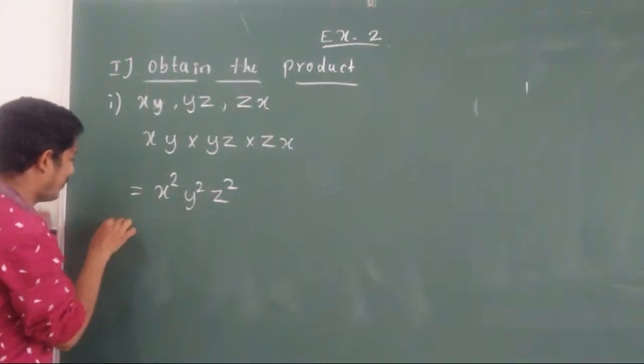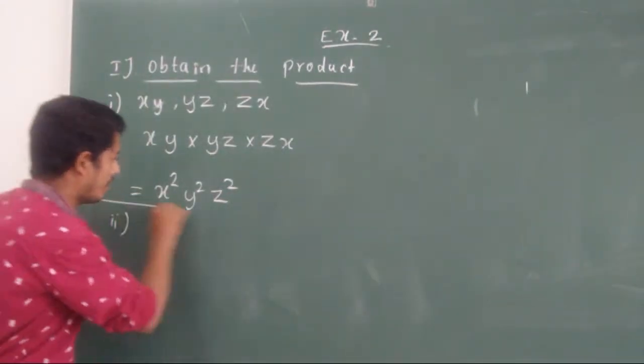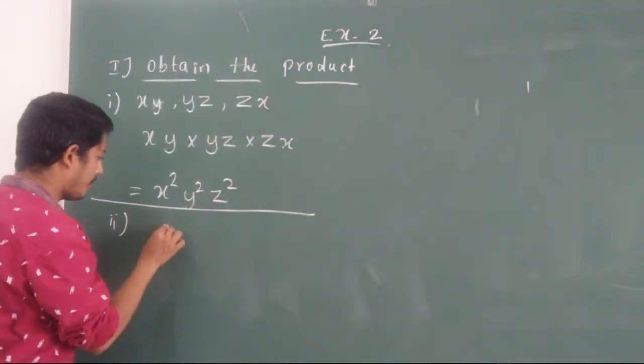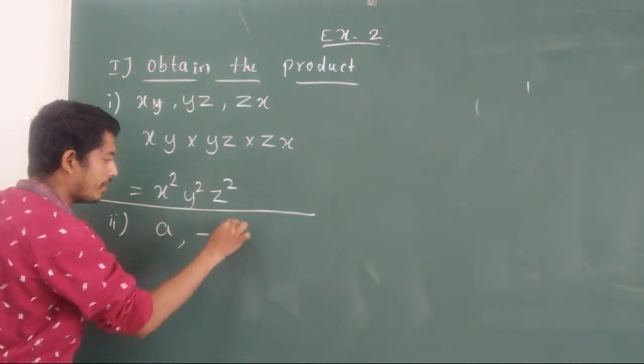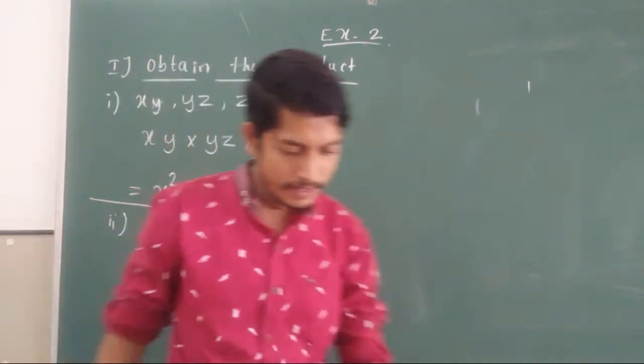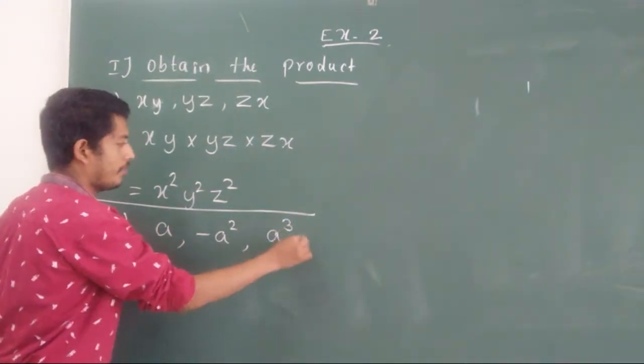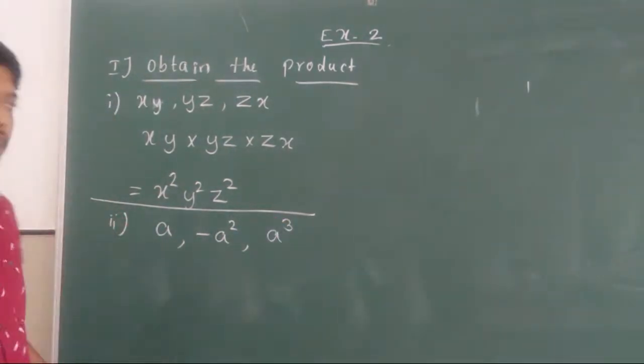And the second problem. The terms are a, minus a square, and the third term is a cube. So comment with the answer first.